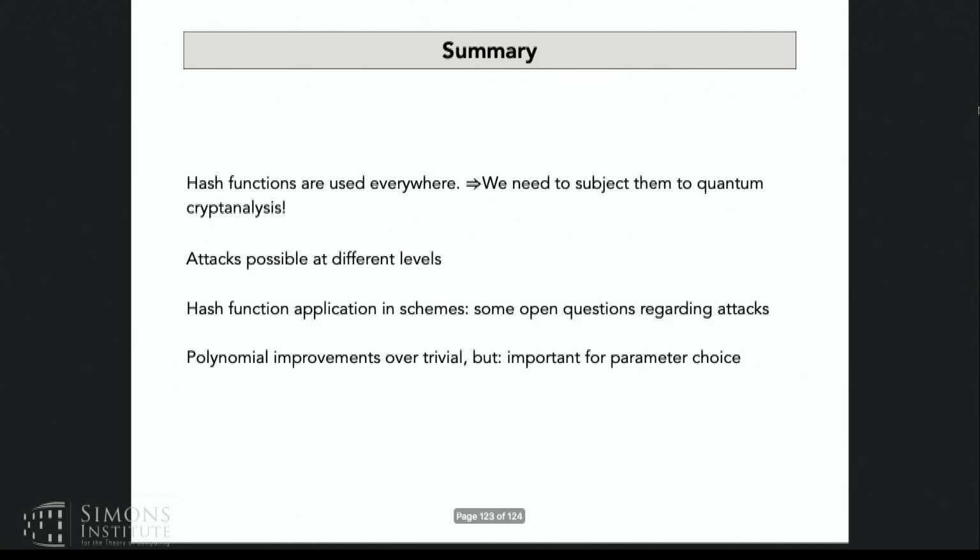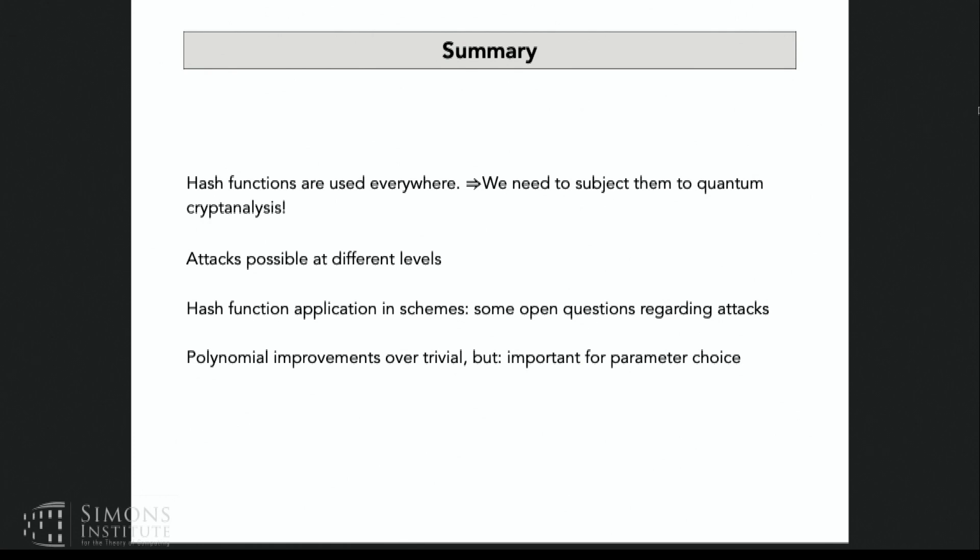Okay, this is basically all I wanted to say. What we talked about is that hash functions are used essentially everywhere in crypto, so we really need to subject them to some quantum cryptanalysis. And there, I showed how there are different levels of detail where you can attack. When looking at attacks on the application in cryptographic schemes, there are some open problems, especially regarding this Fujisaki-Okamoto transformation.